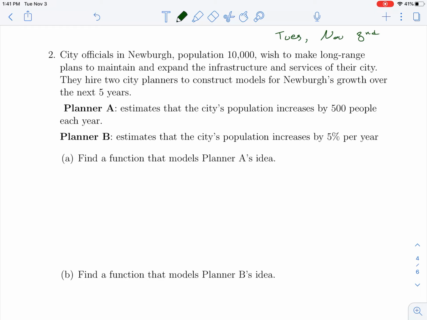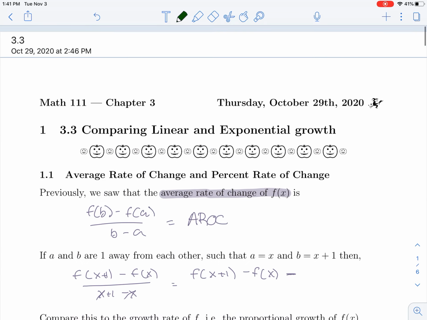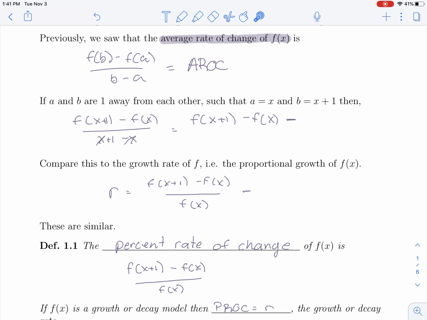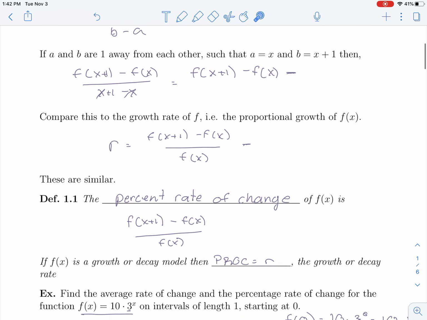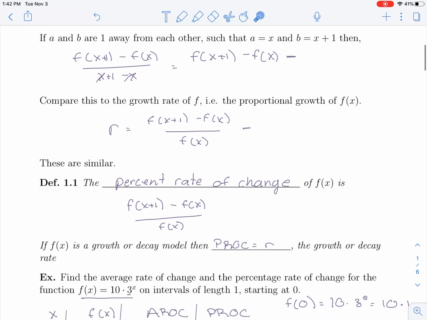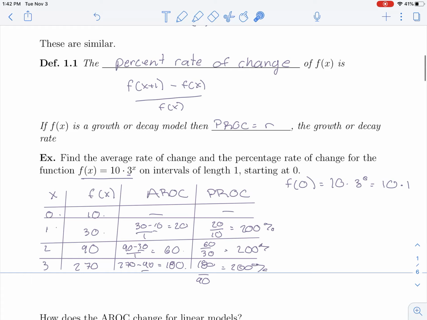Since today's class is asynchronous, we're going to wrap up section 3.3, which is what we're on now. We talked about percent change versus average rate of change. Just a quick recap. Average rate of change, we're pretty familiar with that, just the slope between two points. Where percent change, we had f of x plus 1 minus f of x over f of x. So that's percent change.